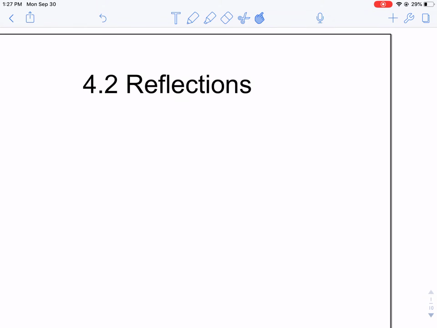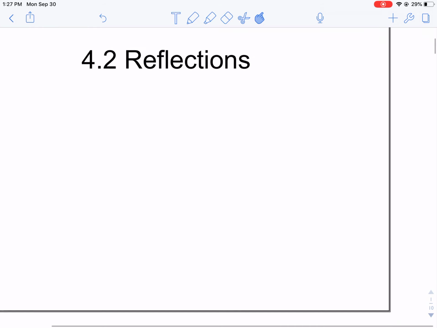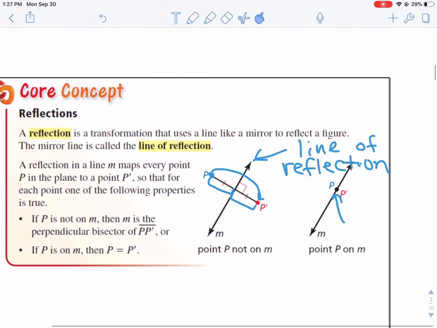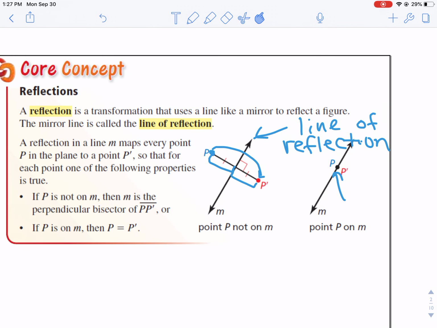Okay, so this is 4.2, and it is on reflections. I'm going to go through these notes pretty quickly. Reflections are a transformation that use a line like a mirror.